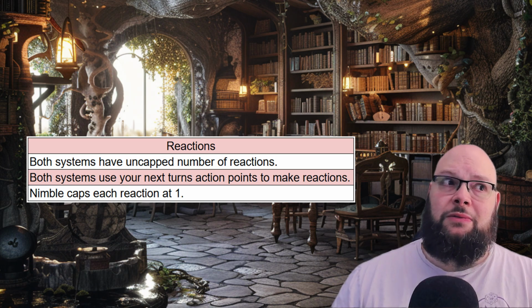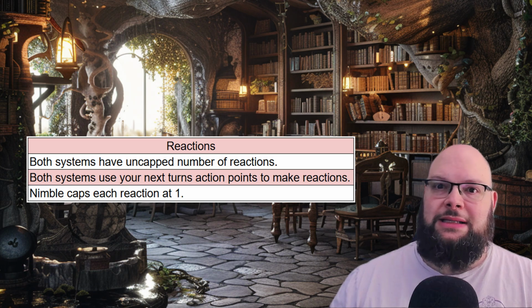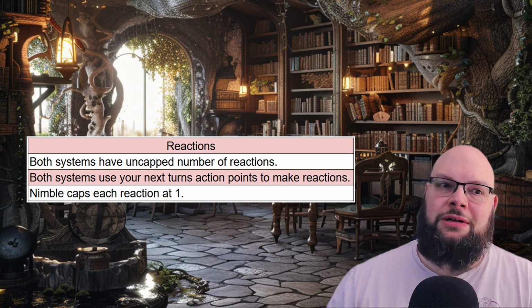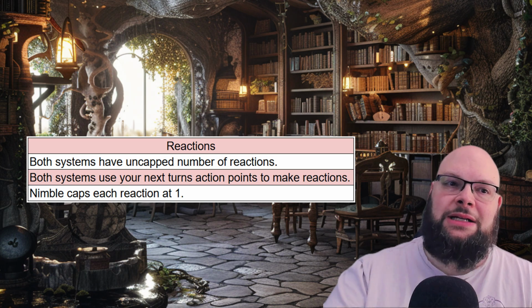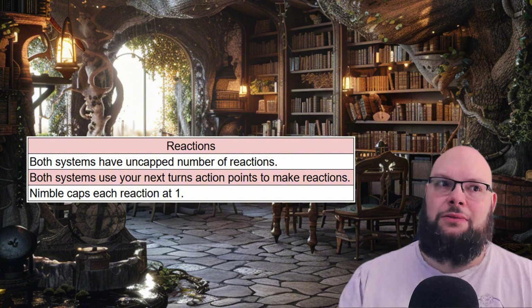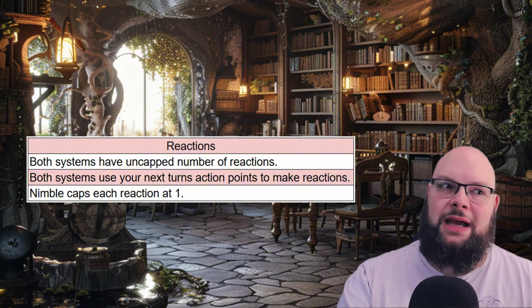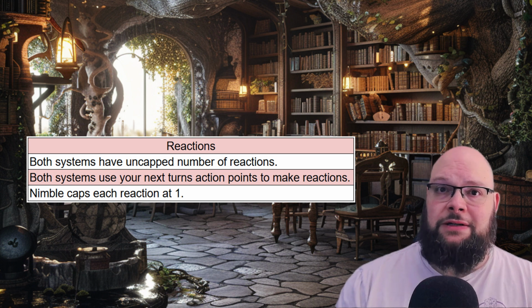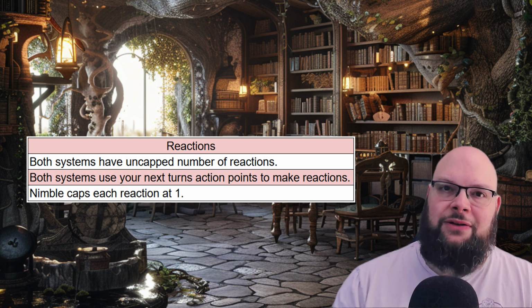But what this does is creates an environment of gameplay where you're not trying to hoard your resources, you're not trying to hoard your actions for reactions later. You spend all of your actions, end your turn, get your actions back, and then you're free to spend them on reactions as you need. If you don't need the reactions, then when your turn comes back around, you have all your action points for that round.